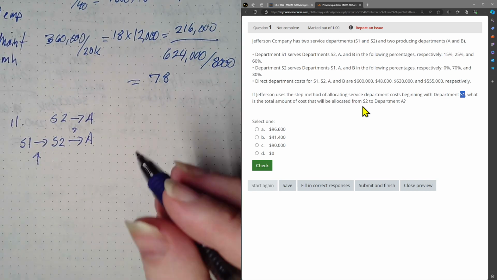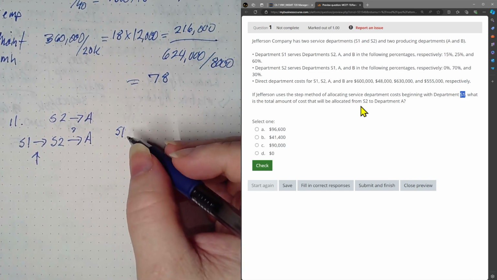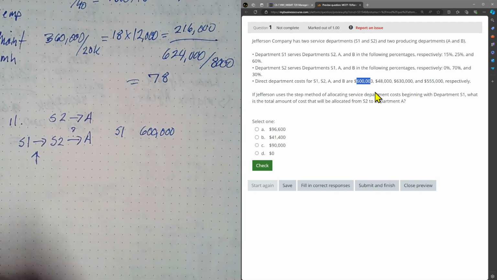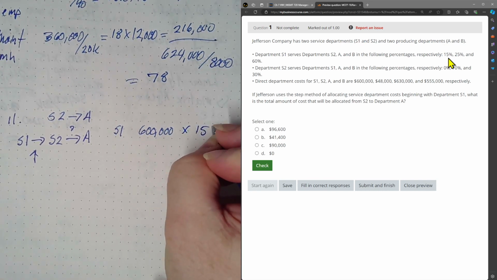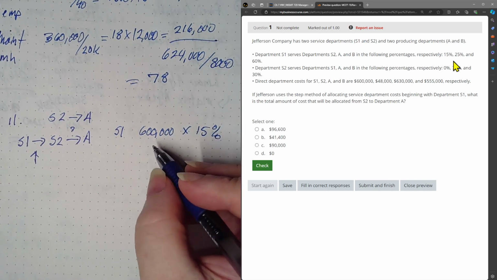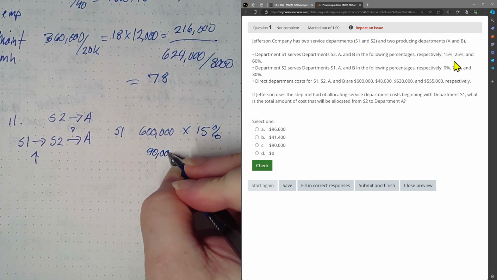Okay, so let's take a look at department S1. It has S1, so S1, S2, A, and B. This is S1's amount of costs, 600,000. And how much of S1 does it apply to S2? Well, we go here. S1 serves department S2, A, and B in the following percentages. So the first one is S2. So of its 600,000, 15% gets applied to S2. So we're just going to multiply this by 15%, 600,000 times 0.15. So of the 600,000, 90,000 is used by S2.